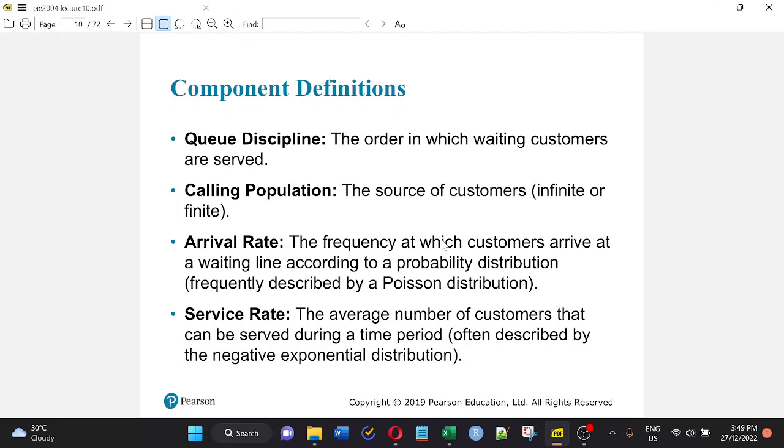And then the third component is the arrival rate. This is the frequency at which the customers arrive at a waiting line according to a probability distribution, and we assume that the arrival rate is distributed using Poisson distribution. And then finally is the service rate. So the service rate is the average number of customers that can be served during a time period, and this is often described by the negative exponential distribution. So these distributions are different, yeah, the Poisson distribution and the exponential distribution.